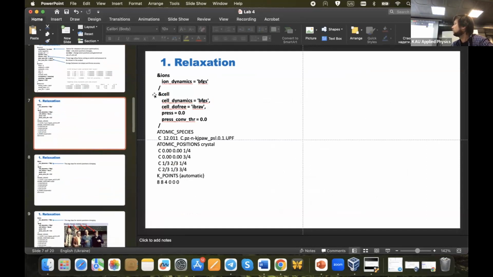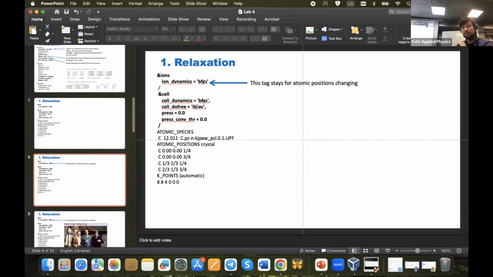Also we have these two new blocks. This block stands for atoms moving, ions dynamics. So we choose the algorithm by which we move atoms, and the same thing for the cell. For the cell, we also have the cell dynamics. It means by which algorithm we change the sizes of vectors. Cell_dofree means what parameters of shape we can change.